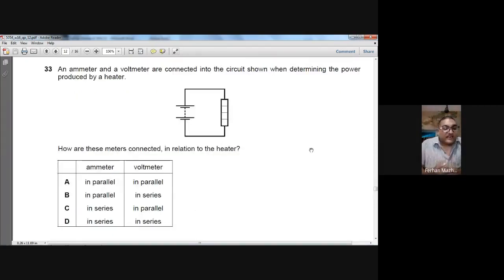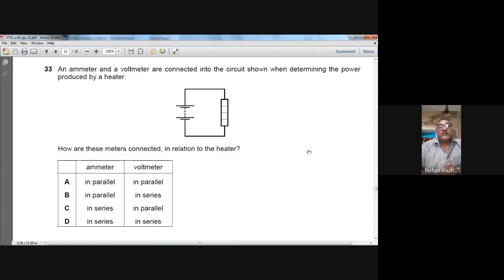Question number 33. An ammeter and a voltmeter are connected into the circuit shown when determining the power produced by a heater. For power, the formula is IV. I stands for the current and V stands for the voltage. Current can be measured with the help of the ammeter, and the voltage can be measured with the help of a voltmeter.